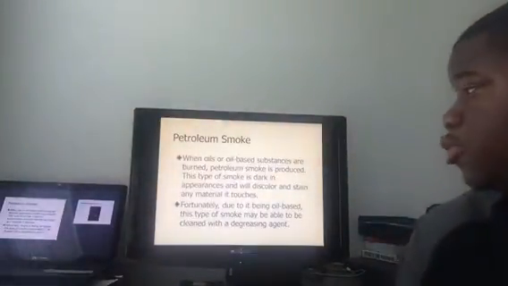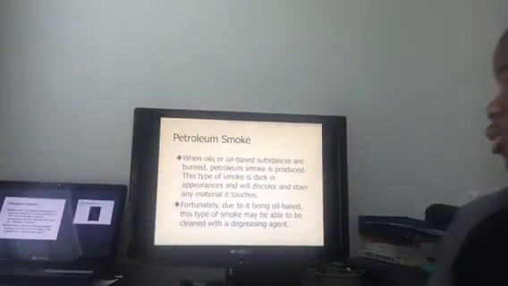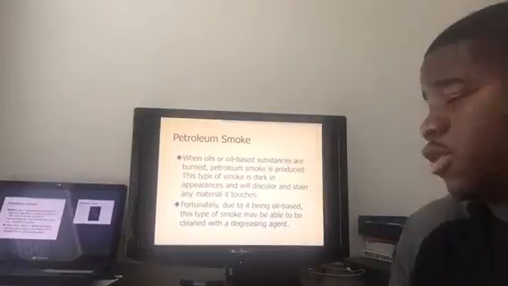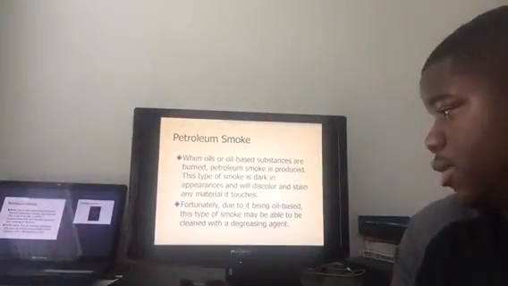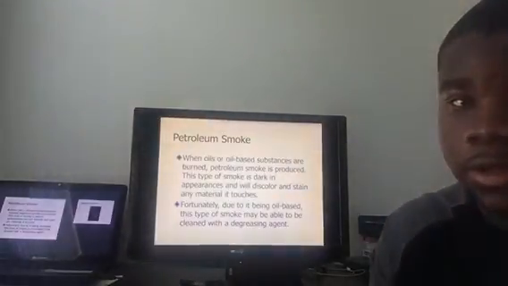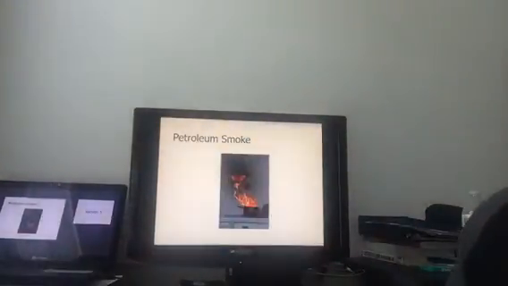Petroleum smoke. Petroleum smoke is produced when oils or oil-based substances are burned. This type of smoke is dark in appearance and will discolor and stain any material it touches. Fortunately, due to being oil-based, this type of smoke may be able to be cleaned with a degreasing agent. So that's very important. So this is an example of petroleum smoke.